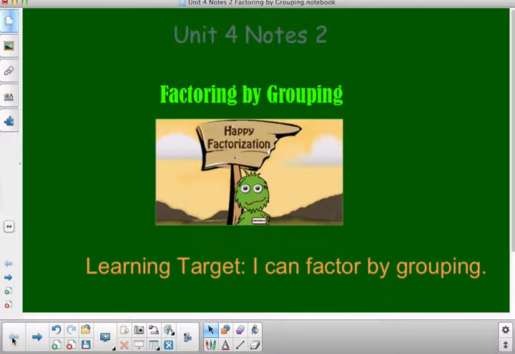Hey, on factoring by grouping. So we're in our factoring unit. This is the second day. Yesterday we talked about factoring using the GCF, or taking out the GCF. Today we're going to be learning factoring by grouping. So let's first talk about what factoring by grouping is.